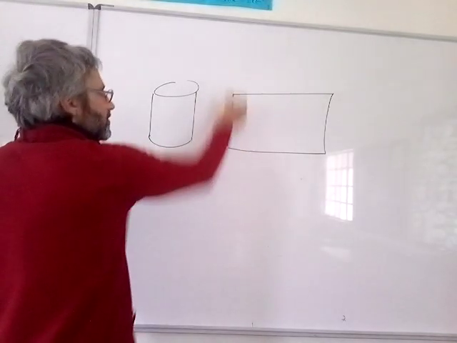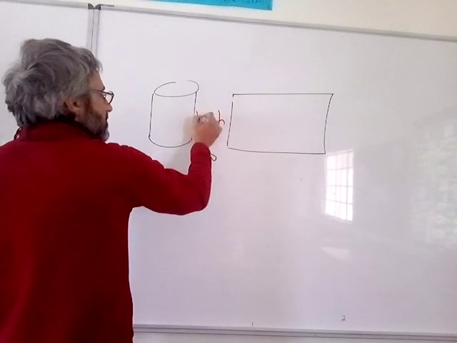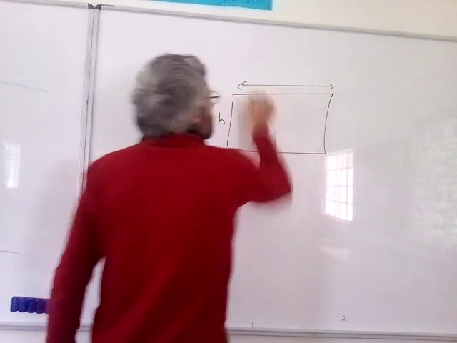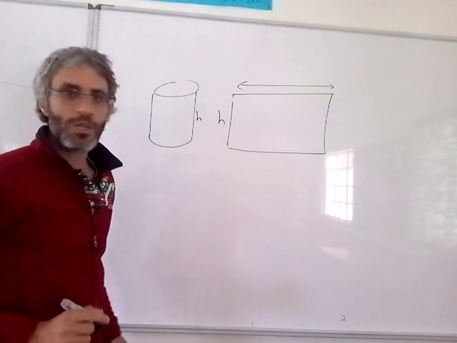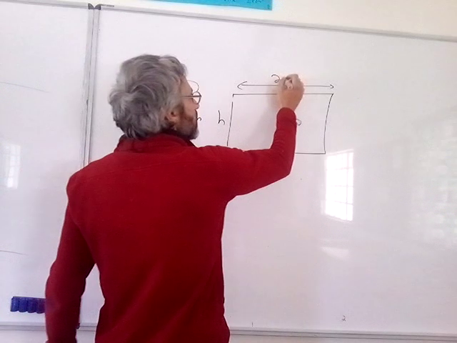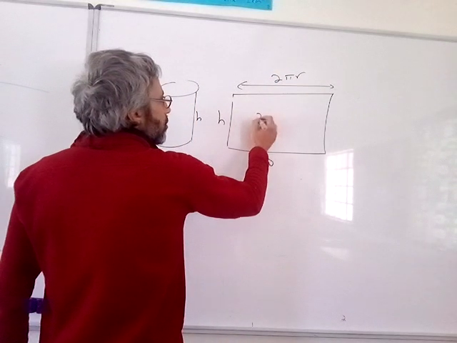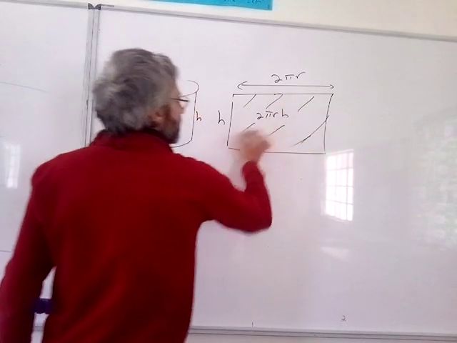What's the height, or the width, or whatever you call this length? It's going to be h, the same as that. What is this other length going to be? Well, this length is going to be the circumference of the circle. And you know what the circumference of the circle is? 2 pi r. So what will be the area? It will be 2 pi r h. That will be the area of this little thing.